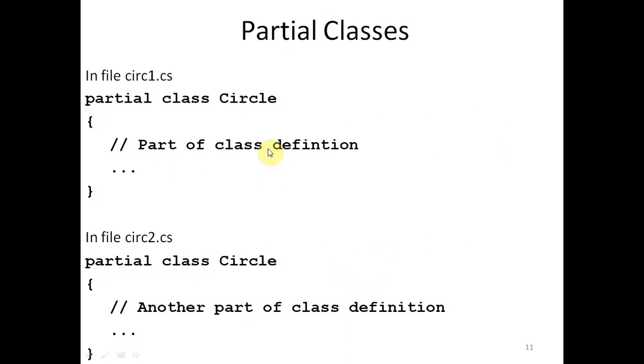So you can see here the Circle class is divided into two parts: partial class Circle, partial class Circle. So in file 1, in the CIRC1 file, we have the Circle class, as well as in the CIRC2 file, the 2.cs file, we have the Circle class again. So we have divided the class into two parts. The first part is in the first file and the second part is in the second file. But we must write partial class. So this is called a partial class.